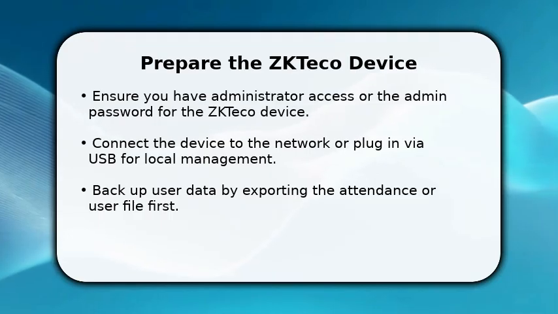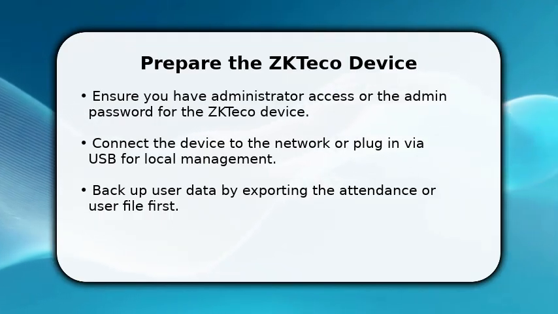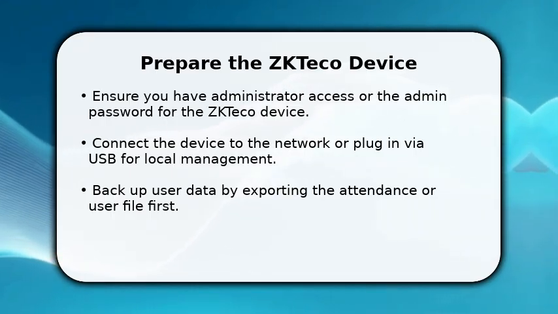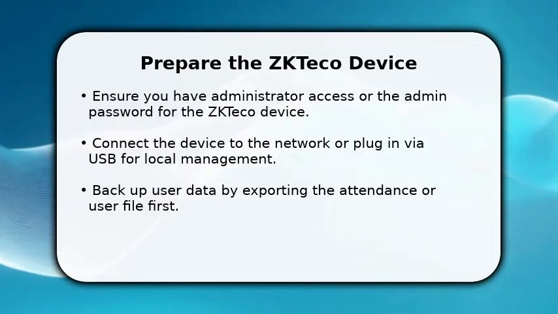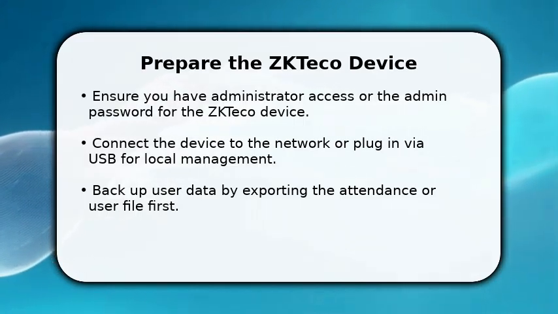Start by confirming administrator access for the Zkteco device before making changes. Check the admin username and password and verify they work. If you access via network, note the device IP address. If you use USB, confirm cable connection and storage visibility on your computer.